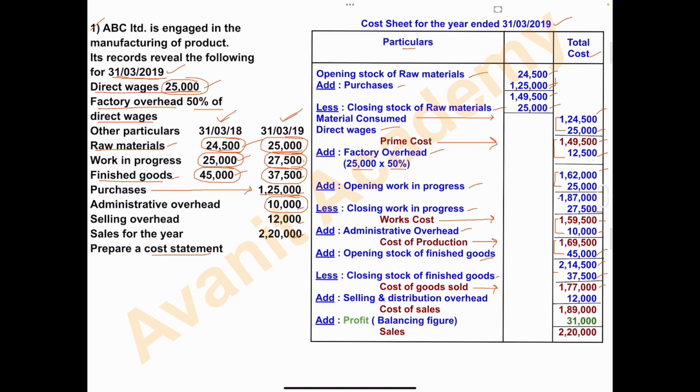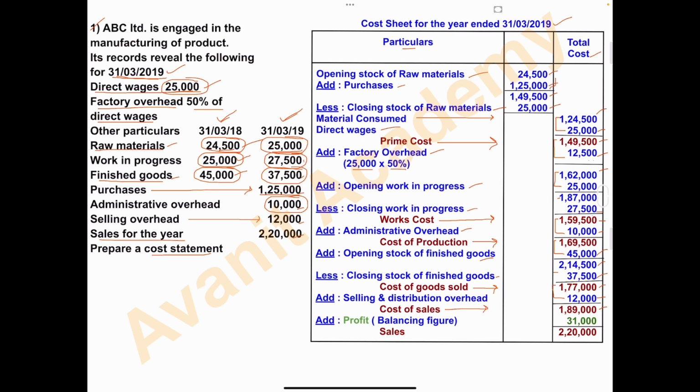Next, we have to add selling and distribution overhead. The next head is selling and distribution overhead. Selling and distribution overhead is 12,000. Add these two amounts: cost of goods sold plus selling and distribution overhead, that is 12,000. 1,77,000 plus 12,000, and the total is 1,89,000. This is called cost of sales.